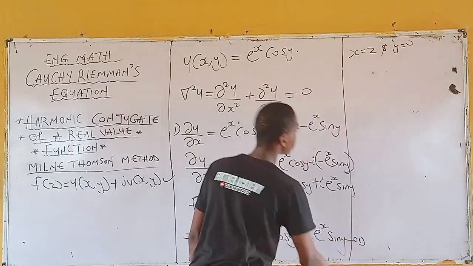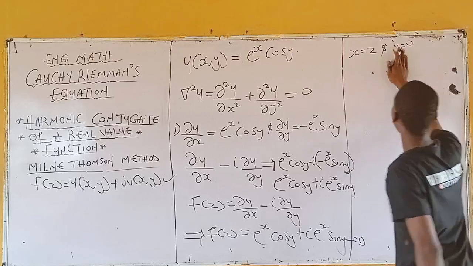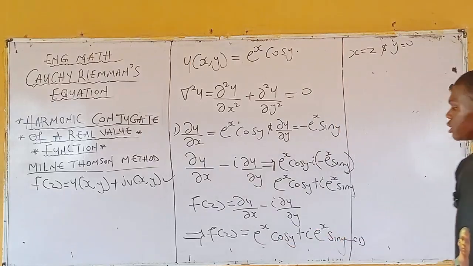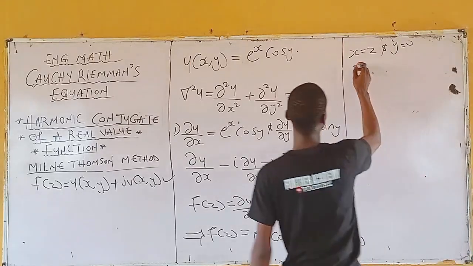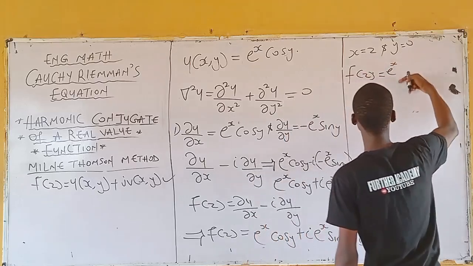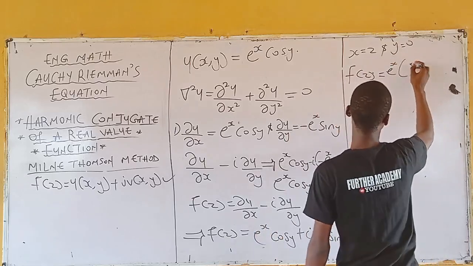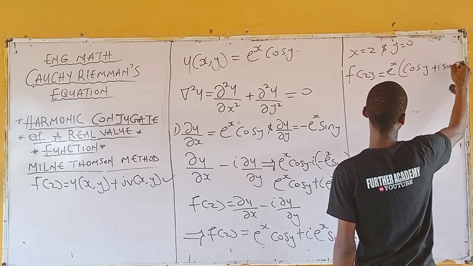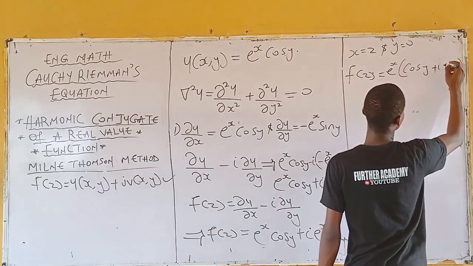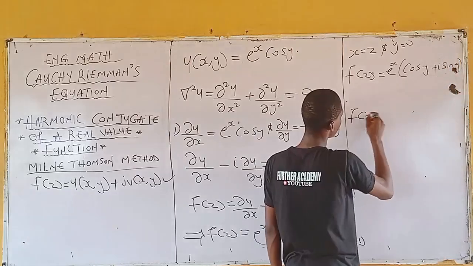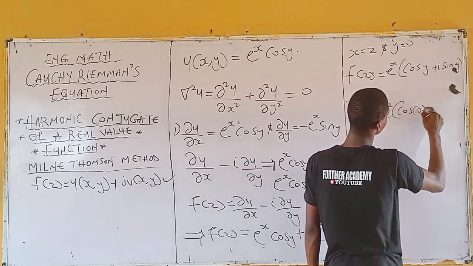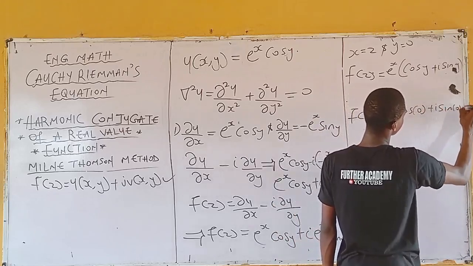Call this equation 1. So let's substitute x equals z and y equals 0 into equation 1. But you observe that exponential is common, so let's factorize. I'm having that f of z is equal to the exponential raised to the power of x, all in brackets, cos y plus j sin y, right? So f of z equals exponential raised to the power of z, all in brackets, cos 0 plus i sin 0, right?